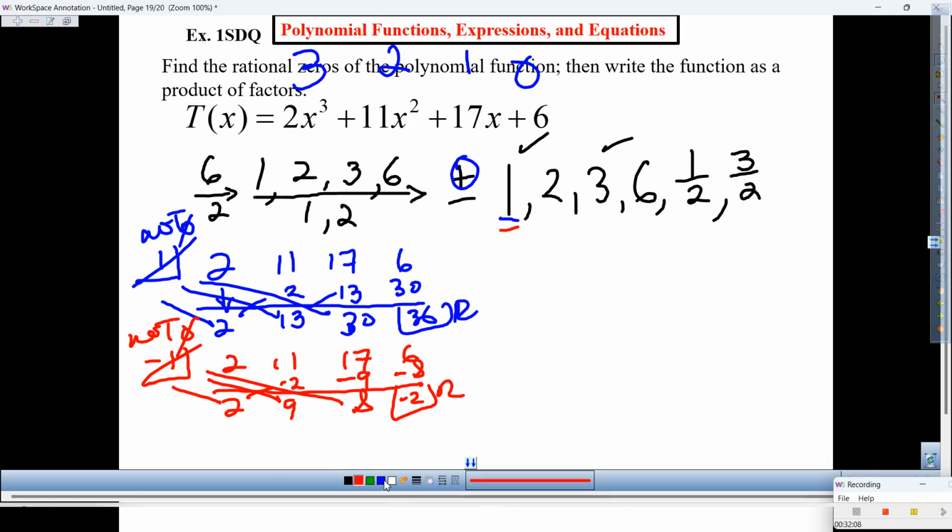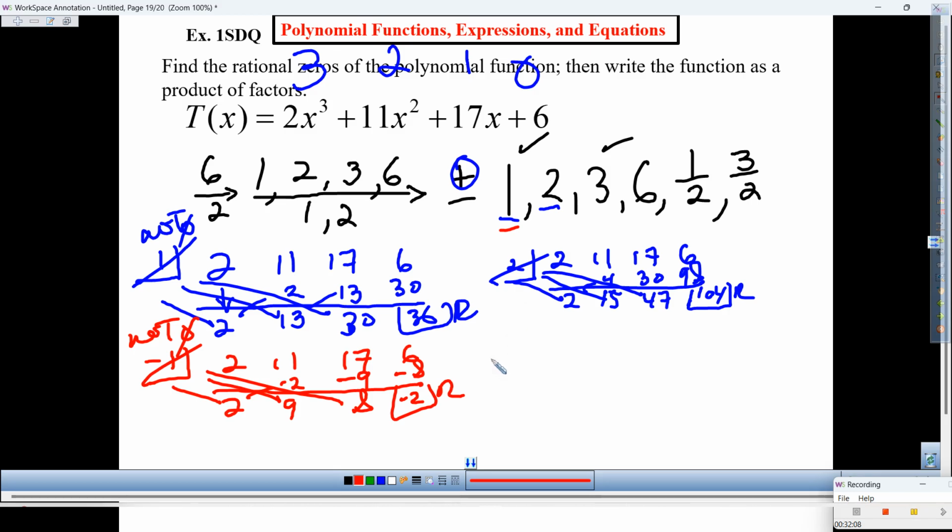What do we try next, Renzo? Positive 2. Then we got 2, 11, 17, and 6. 2 times 2 is 4, that's 15. 2 times 15 is 30, that's 47. 2 times 47, that's 94. Plus 6, that's 100. That's not my 0.